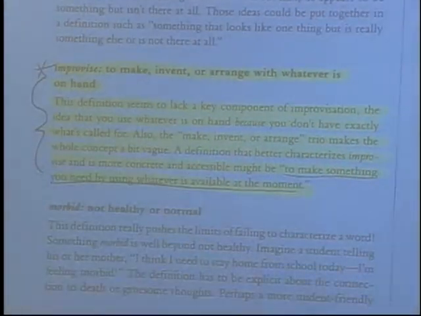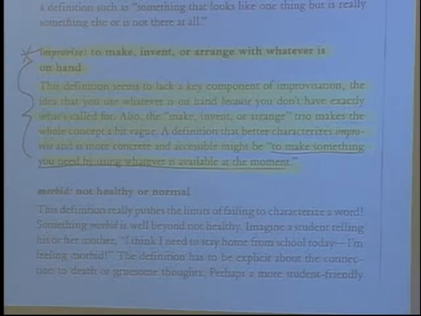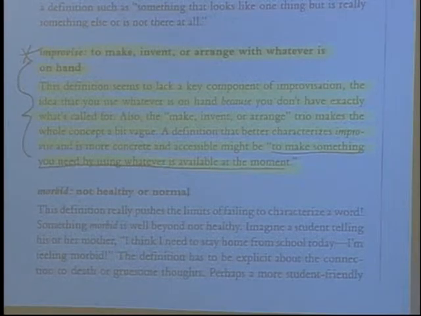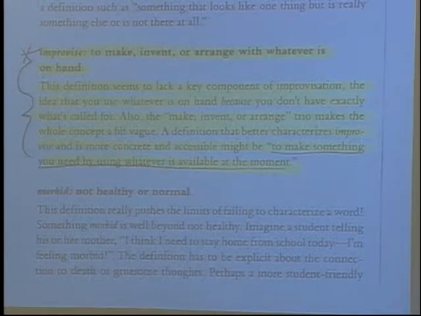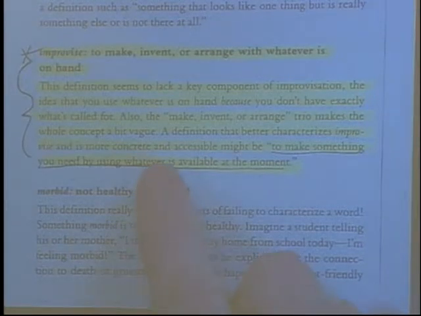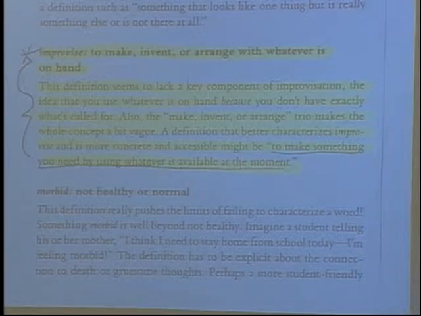Okay, so the definition seems to lack a key component of improvisation. The idea is that you use whatever is on hand because you don't have exactly what is called for. Also, the make, invent, or arrange trio makes the whole concept a little bit vague. A definition that better characterizes improvise and is more concrete and accessible might be: to make something you need by using whatever is available at the moment.